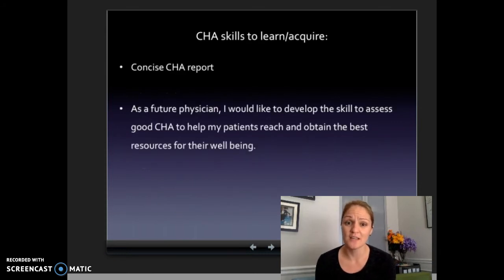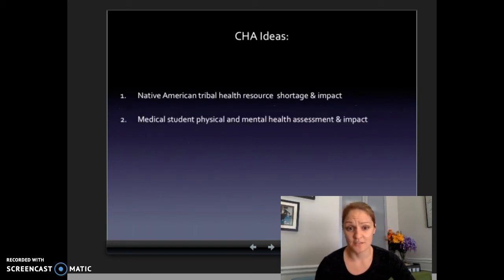So what I hope to get out of this course and learn further is how to do a concise CHA. As I mentioned before, I'm becoming an osteopathic physician, and what I really want to do is be able to disseminate what a good CHA is to help my patients both reach and obtain the best resources for their well-being and their health. So that's what I hope to get out of this course.